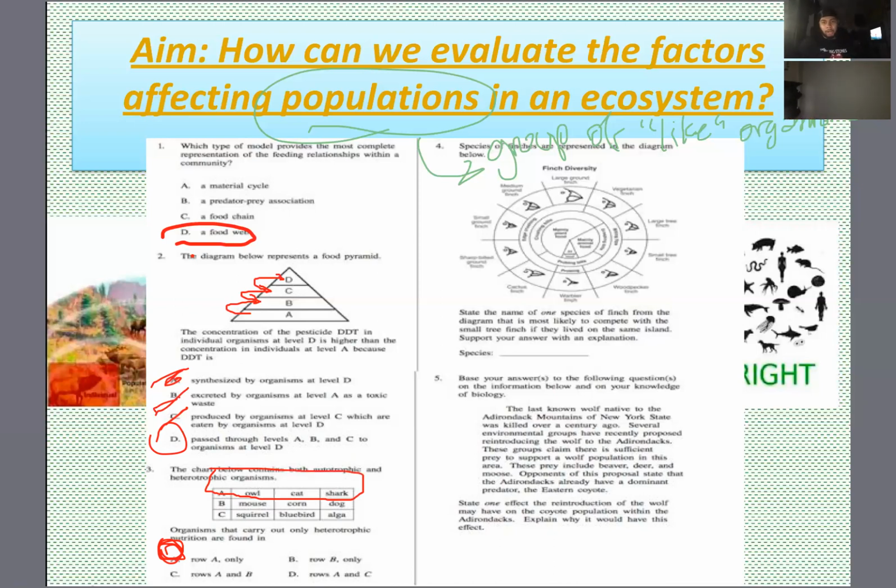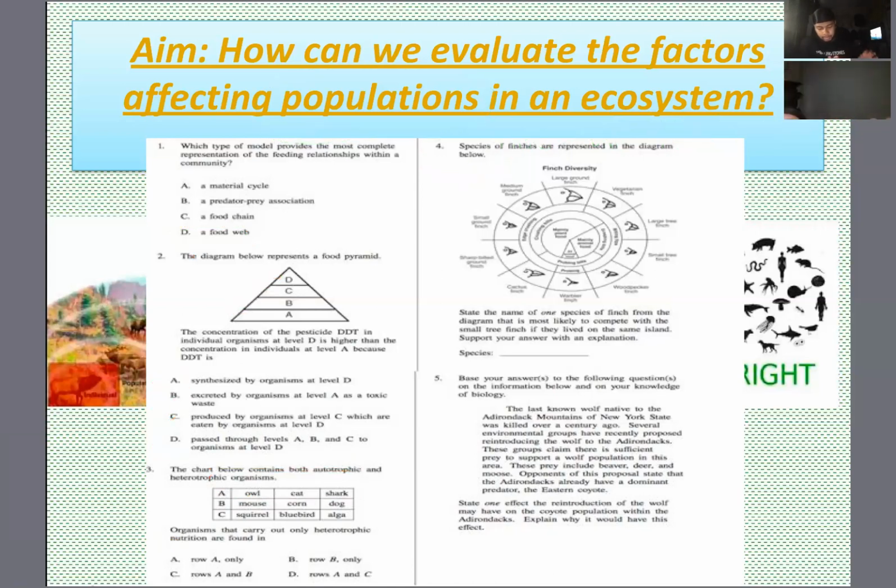Number 4. Let me just erase and clear. Species of finches are represented in the diagram below. Finch diversity, right? The finch wheel. State the name of one species of finch from the diagram that is most likely to compete with the small tree finch if they lived on the same island. Support your answer with an explanation.